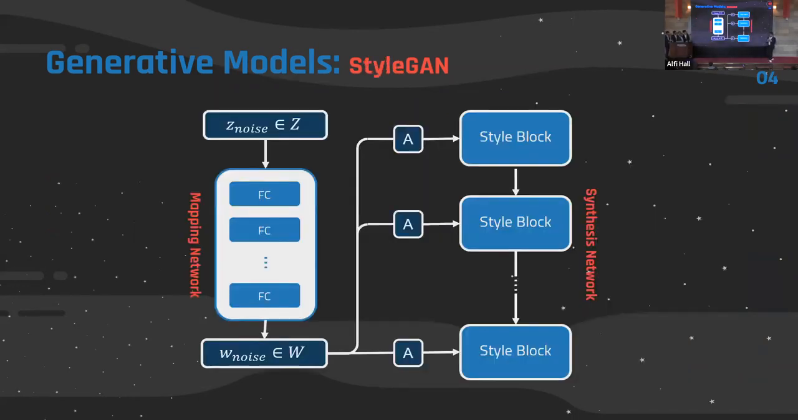Moving on to another type of architecture, which is the StyleGAN. StyleGAN architecture is not a text-to-image generation architecture. It's just an image generation architecture, but I'll explain why we are using this architecture within our model.